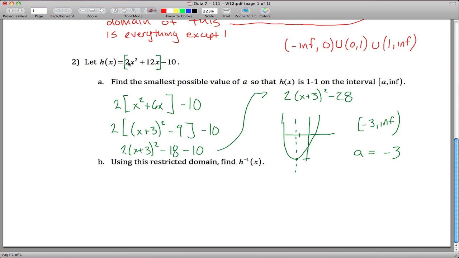Finding the inverse is a little bit hard. I mean, the general idea is you change h of x into a y, and then you solve for x. But solving this for x isn't easy, because there's an x squared and an x. Turns out solving this guy for x is a lot easier. So what I would do is I would say y equals 2x squared plus 12x minus 10. But using my work from part A, I know that that's the same as 2 times x plus 3 squared minus 28. So to solve for x, I'd add 28 to both sides.